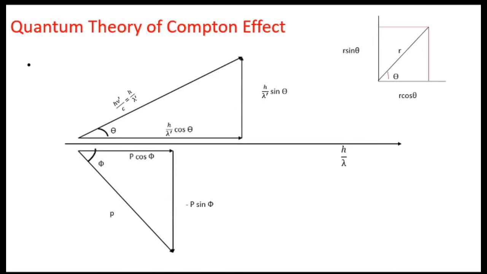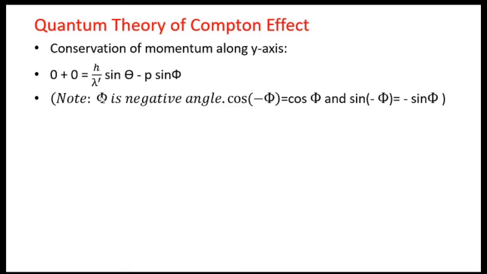Now we will write the components of momentum along the y-axis. So along the y-axis for the scattered photon the momentum was h upon lambda dash sin theta. But for the recoiled electron it is minus p sine of phi. And see, conservation of momentum along the y-axis. The incident photon was traveling along the x-axis, so its component along the y-axis is 0. The free electron was at rest, its component is again 0. So we get 0 plus 0 before collision.